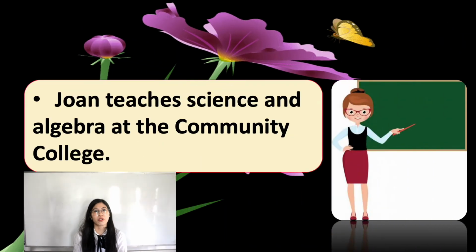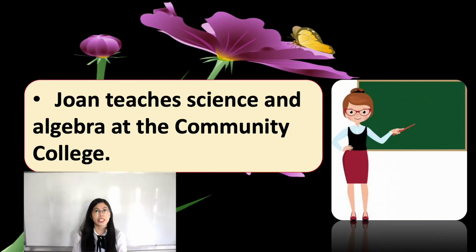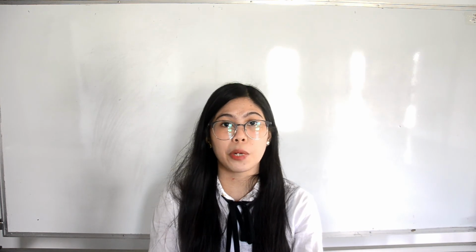Another example, Joanne teaches science and algebra at the community college. So here it expresses a complete thought because we have the subject, Joanne, the doer of the action, and the predicate, teaches. So those are examples of an independent clause that has a subject and predicate and also can stand alone or expresses a complete thought.